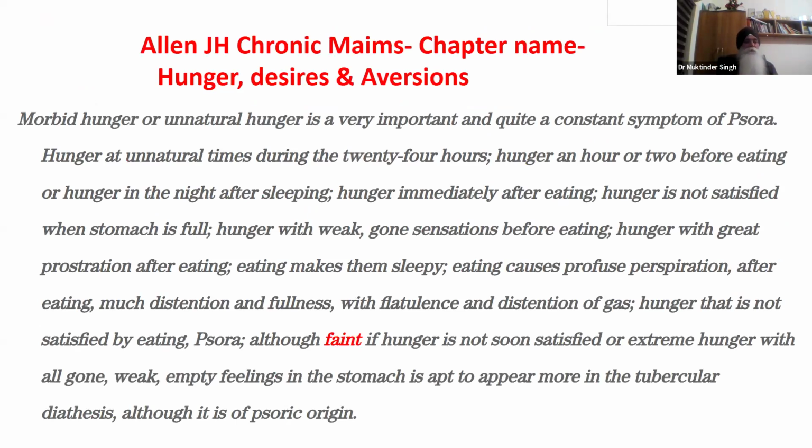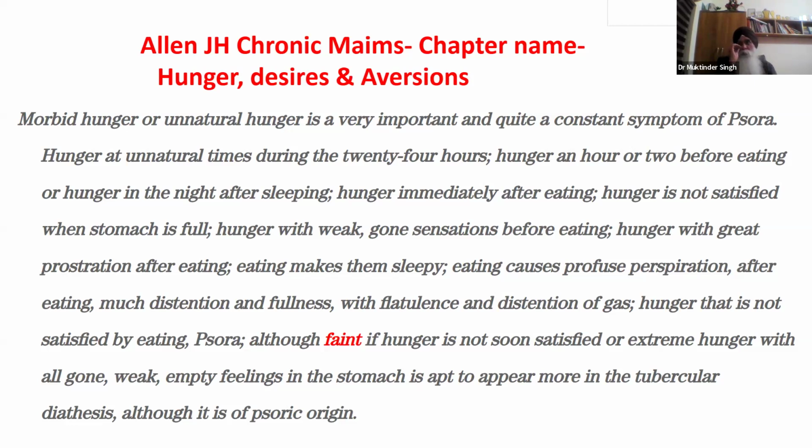In the chapter Chronic Miasms, hunger, desire, and aversion, it is written that morbid hunger, unnatural hunger, is quite a symptom of Psora. Hunger at an unnatural time during the 24 hours, hunger at 1 or 2 before eating, or hunger in the night after sleeplessness, hunger immediately after eating. Now, this hunger and appetite are very important.